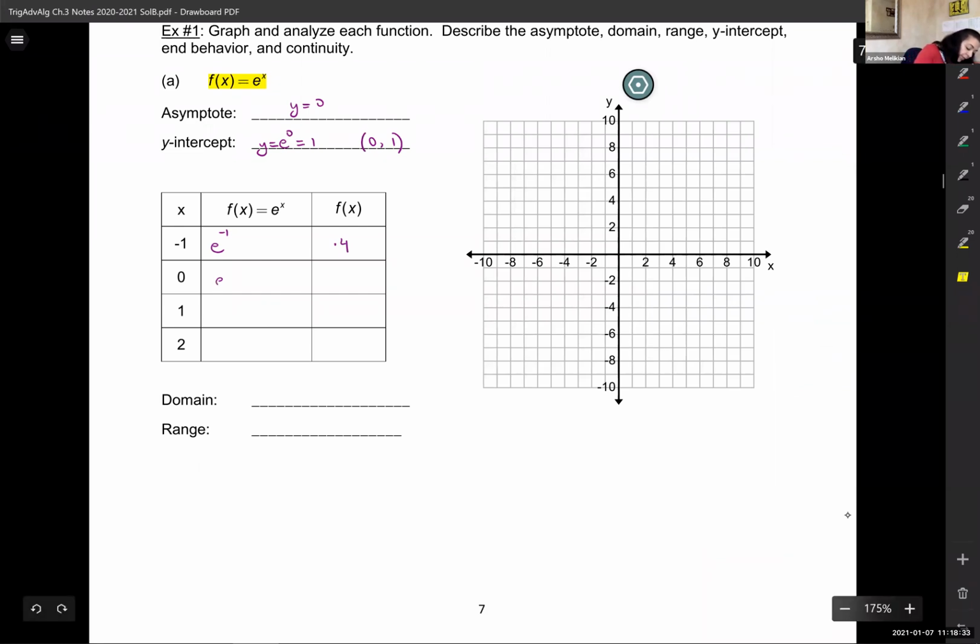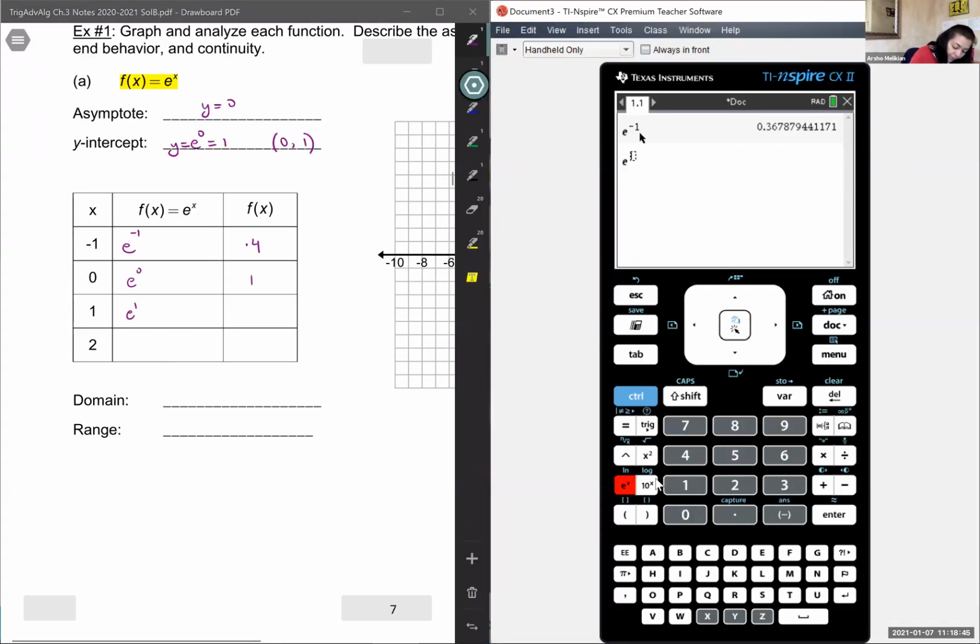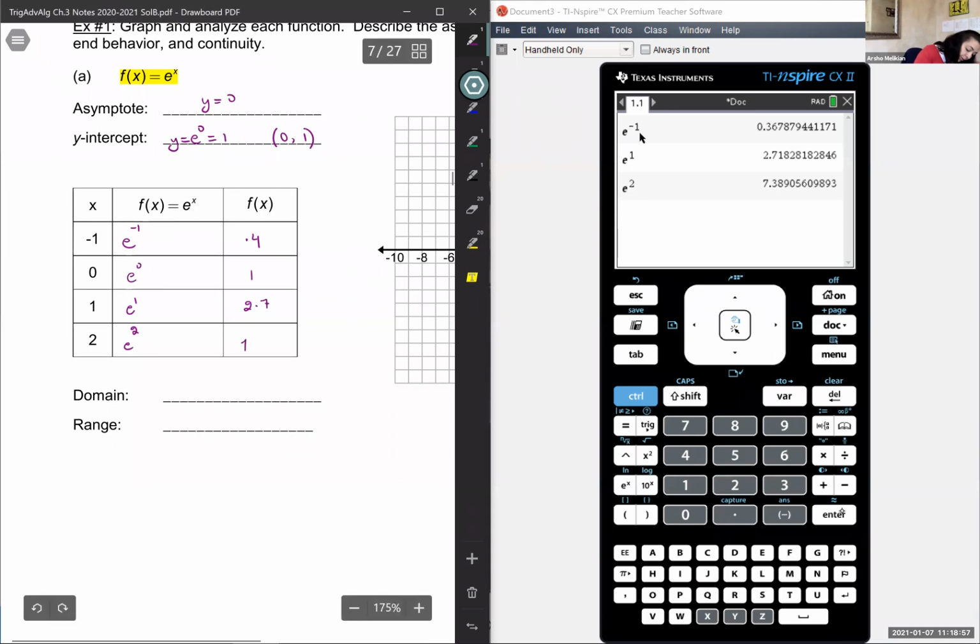E to the 0 we just said was 1. E to the 1, same thing. We're just going to plug it in, to prove to you that it's the same as what I just said: 2.718. And then we have E squared, which is 7.4. Make sure you use that E button and not the letter E from the keyboard on the bottom. Domain: this is an exponential function, so domain is all real numbers, just like before.